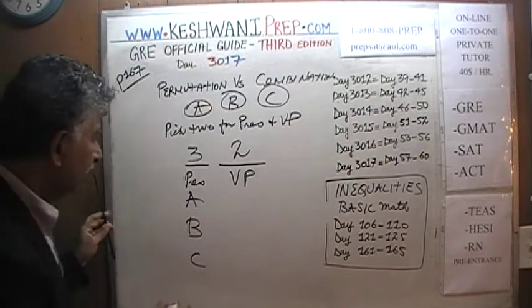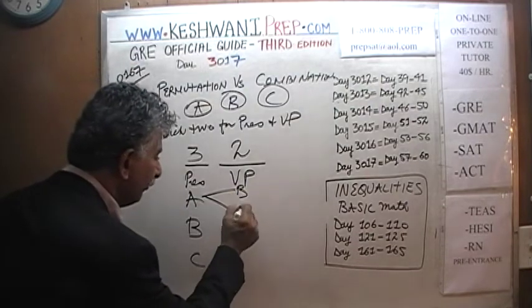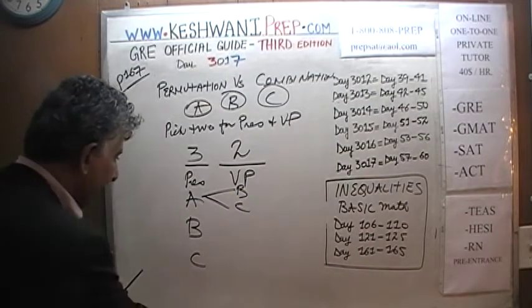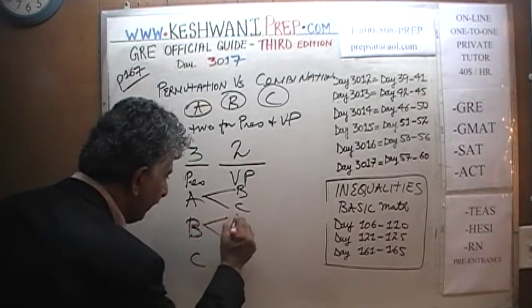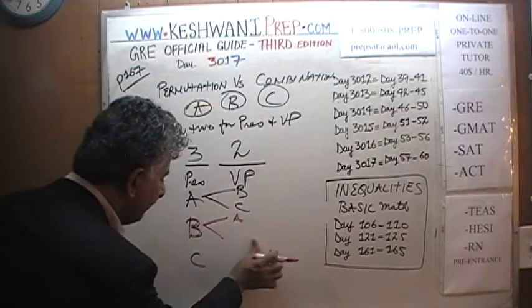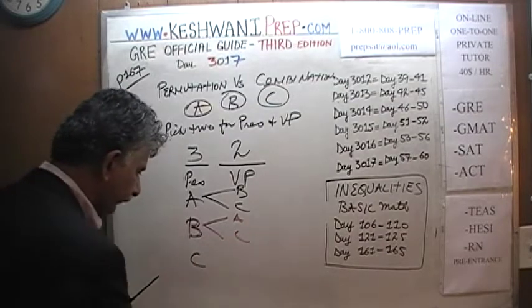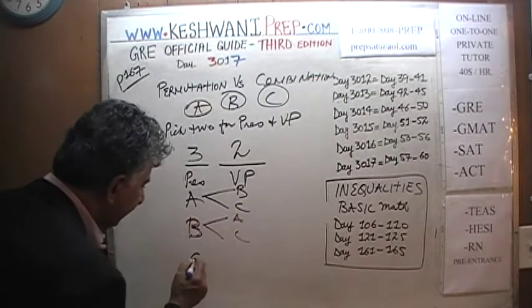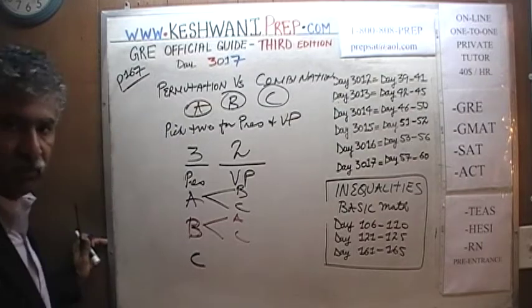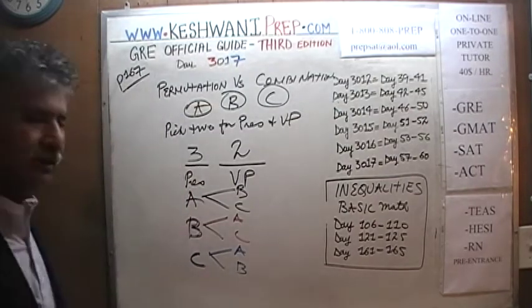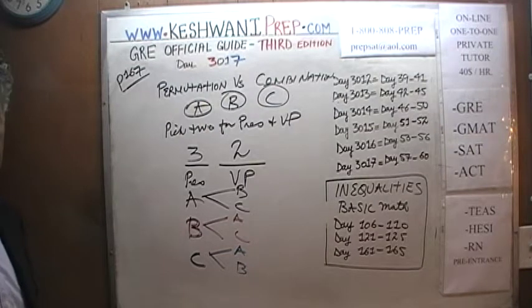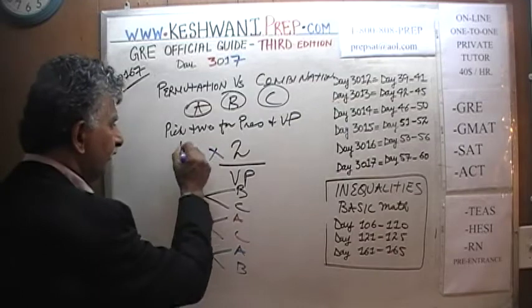If you pick A for the president, then you can choose either B or C for vice president. If you pick B as your president, you can either choose A or C as your vice president. And if you pick C as your president, you can either pick A or B as your vice president. There are six choices. As you can see, there are six choices. 3 times 2. This is a quick way.